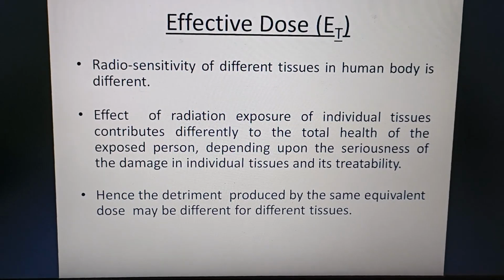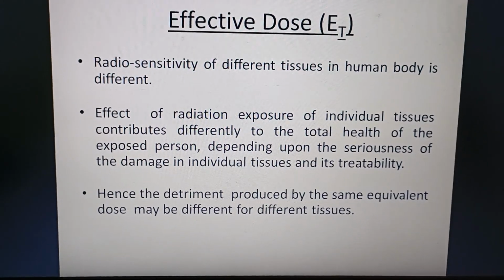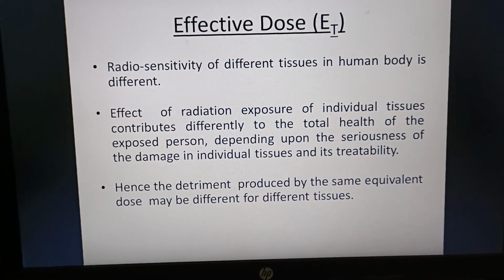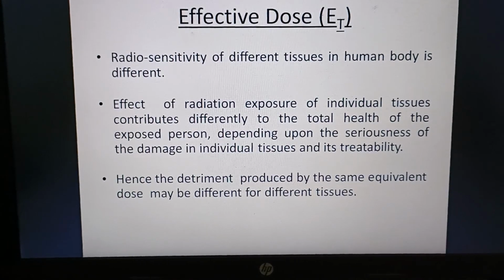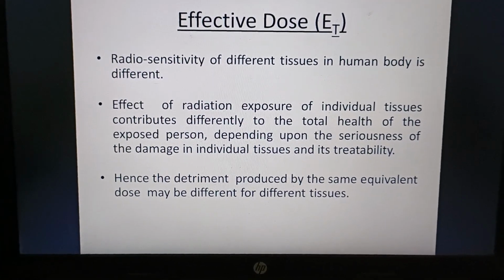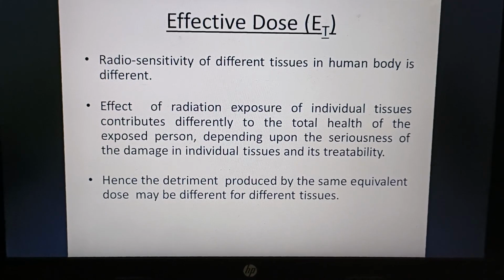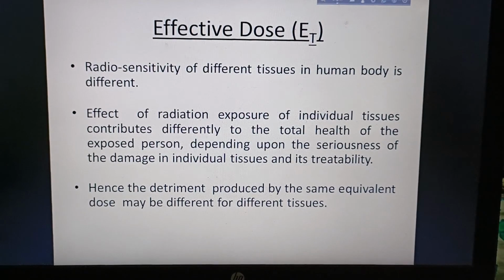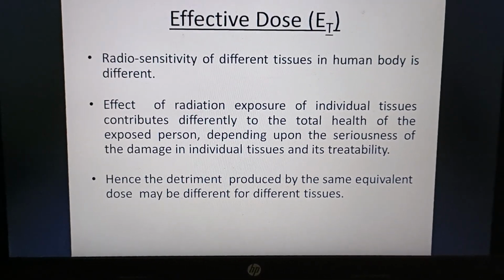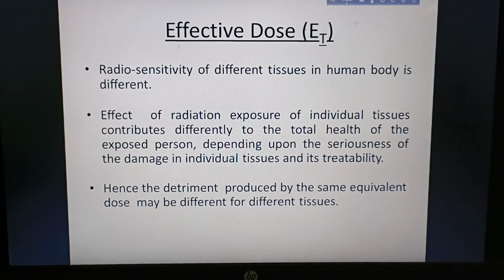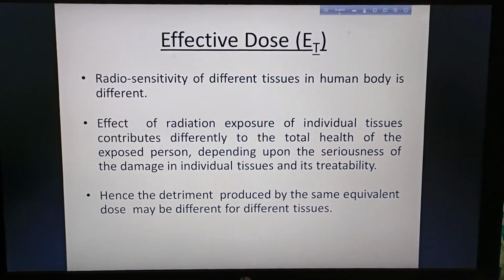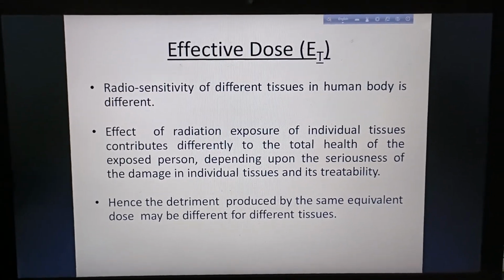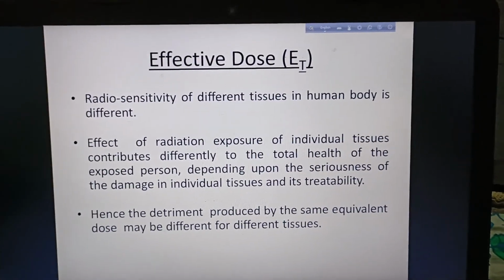Effective dose. Radiosensitivity of different tissues in the human body is different. So the effect of radiation exposure of individual tissues contributes differently to the total health of the exposed person depending upon the seriousness of the damage in individual tissues and its treatability. So effective dose. What is effective dose? Radiation effectiveness does not depend only on types of radiation but also on types of organ of the human body.